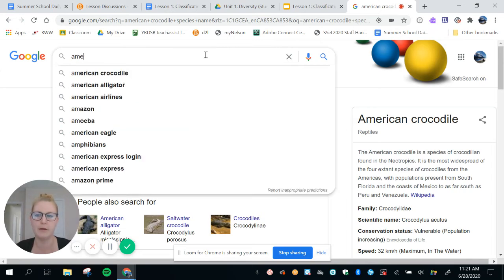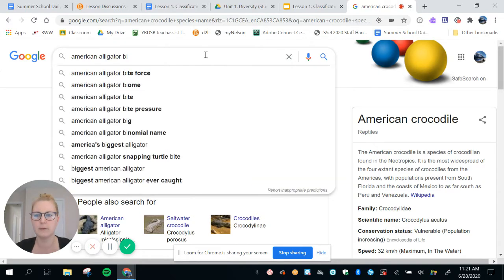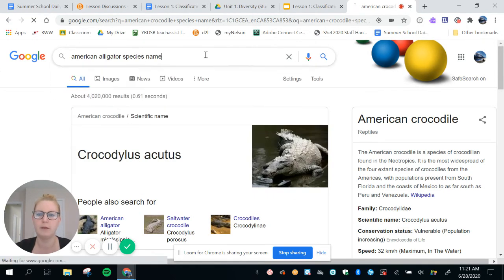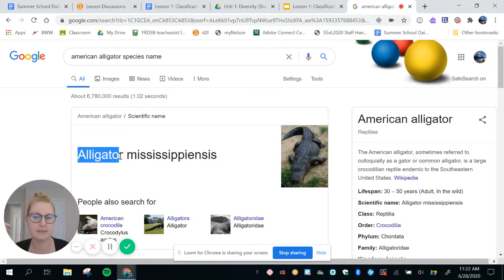Now I want the American alligator species name. Okay, and then something else will pop up here. What I was saying before, and the point I was trying to make, is that I noticed that these two first words are different. What this means is we have two different genuses, okay? That means that they are not that closely related. They're not the same species.